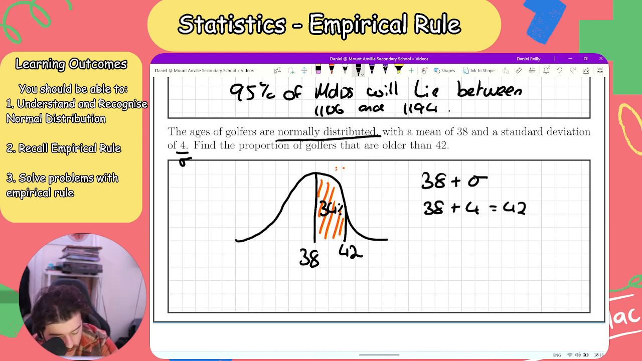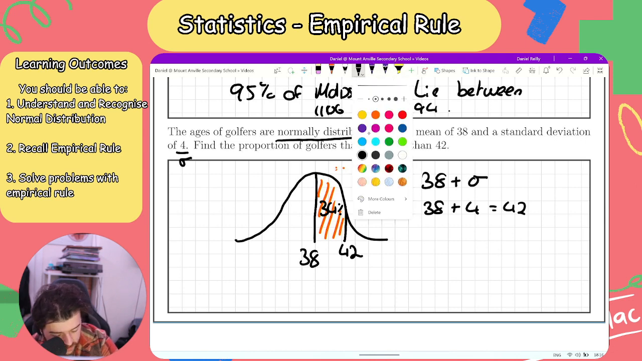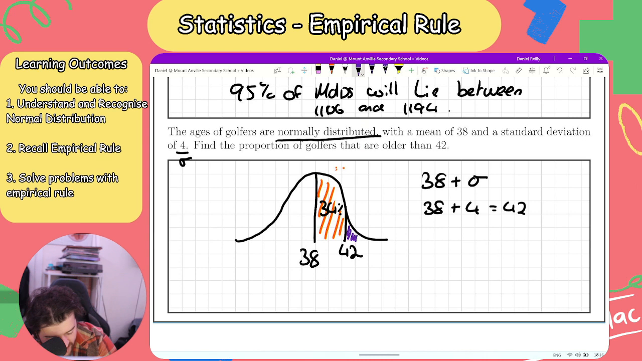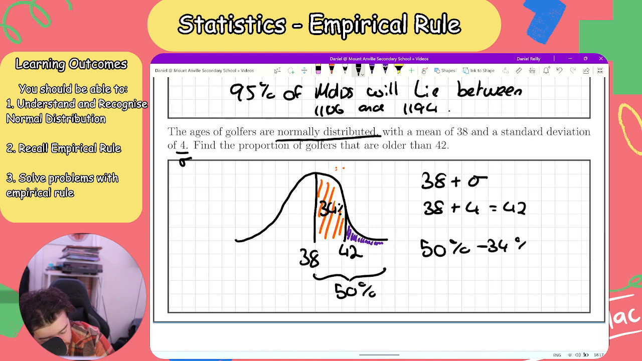Now, we are looking for the golfers who are older than 42. So we're looking for the golfers who are in this region right here. What percentage of golfers lie there? Well, as I said, we have to have a bit of a puzzle in here because the entire right-hand side is going to be equal to 50%. And if the entire right-hand side is equal to 50%, that means the little purple bit is going to equal 50% minus 34%, which is equal to 16%. So 16% of golfers are older than 42.